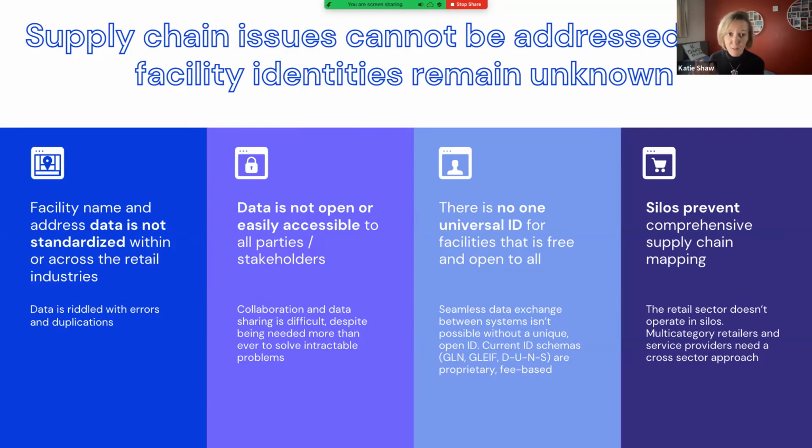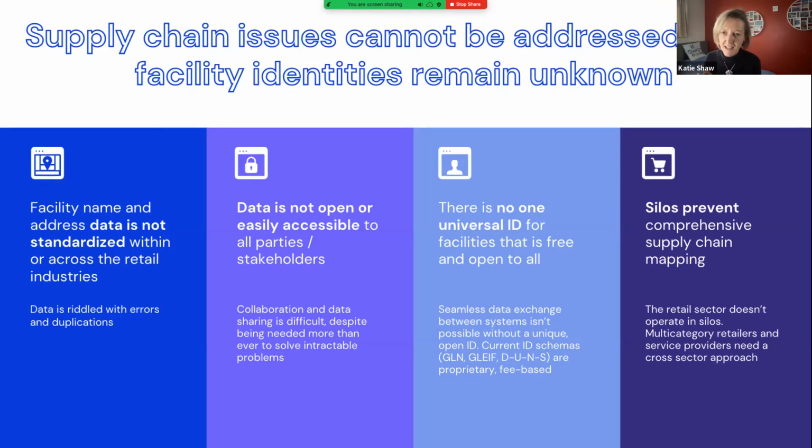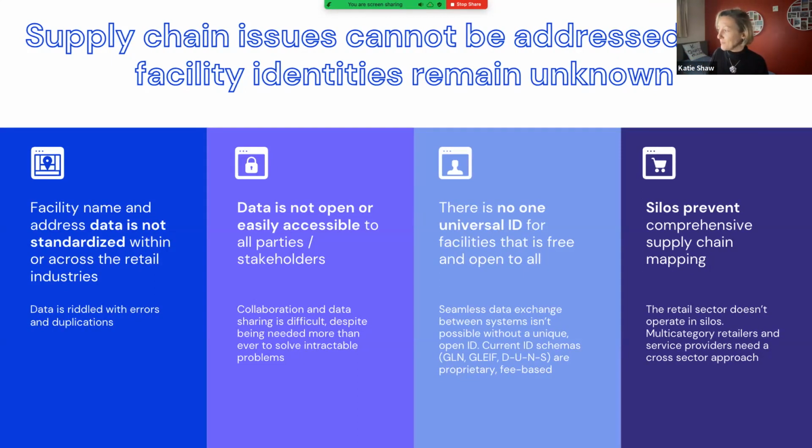But in other sectors, we can see that that data is still not open or easily accessible to all parties and stakeholders. And again, because there is no Open Apparel Registry for other sectors, there's no one universal ID for facilities that is free and open for all. And so that data being siloed in different data sets in non-machine readable formats, it prevents that comprehensive supply chain mapping that we believe we really need to see.